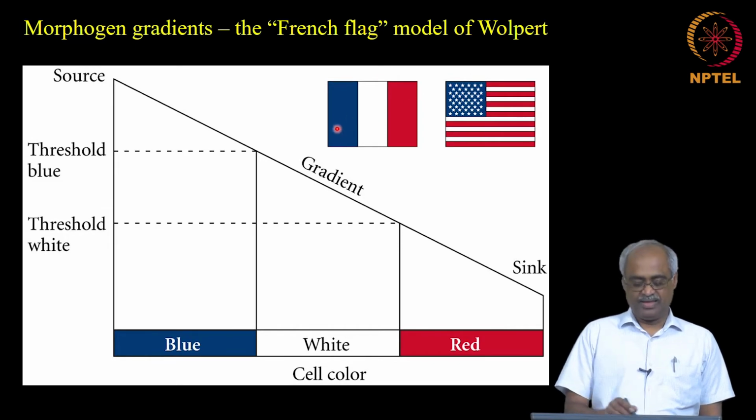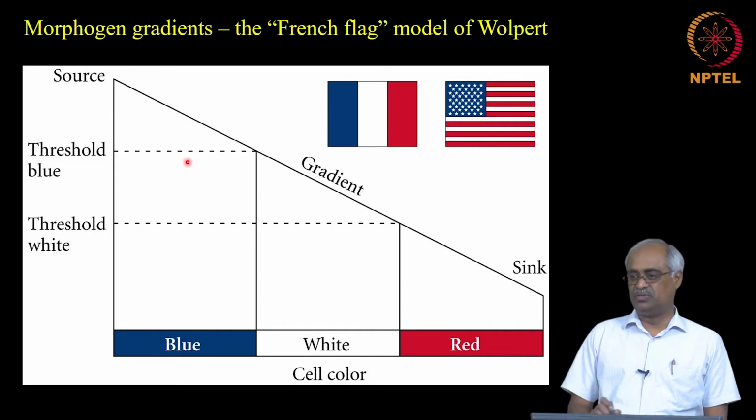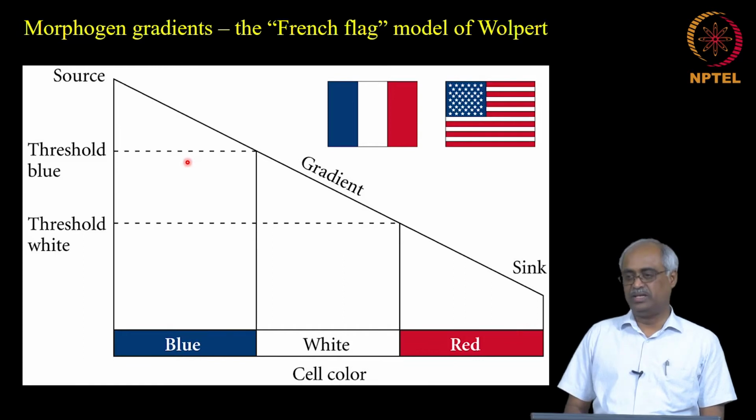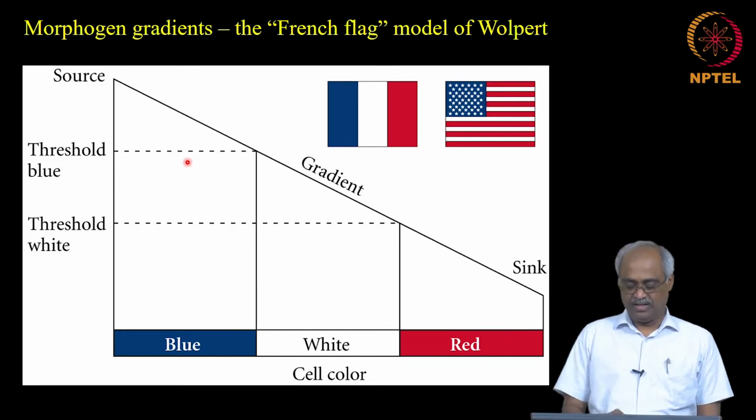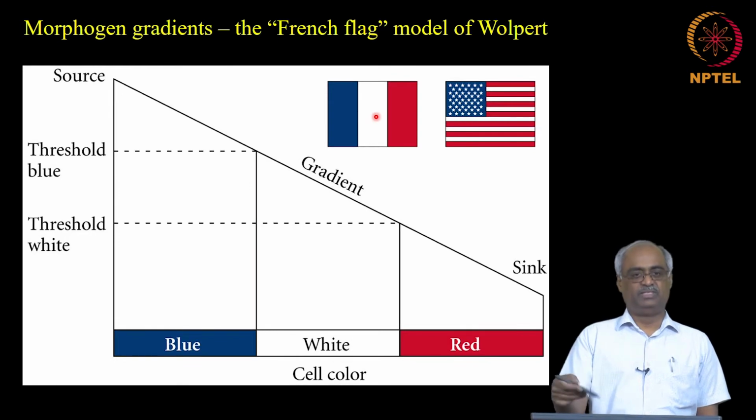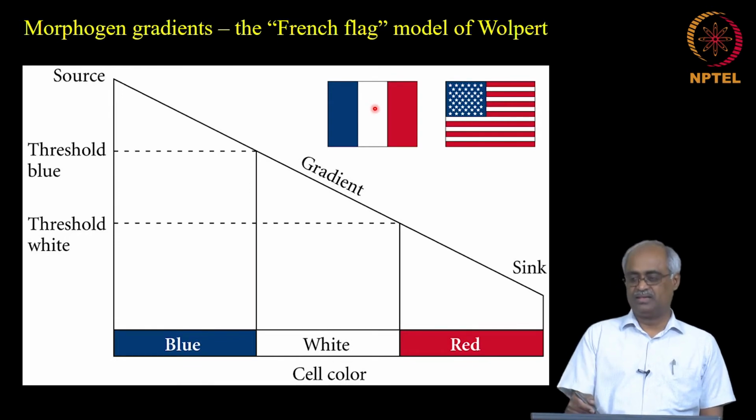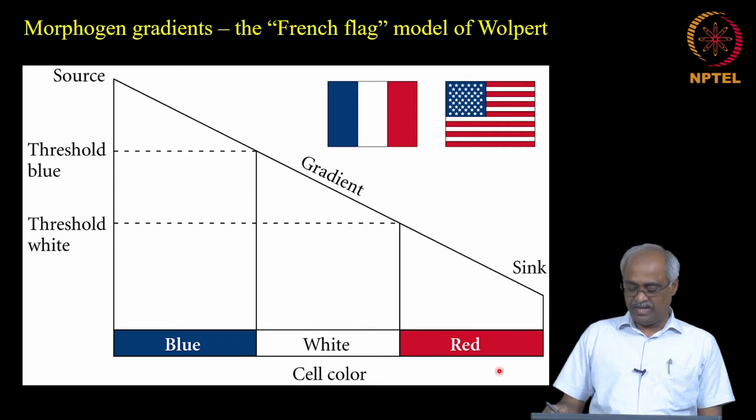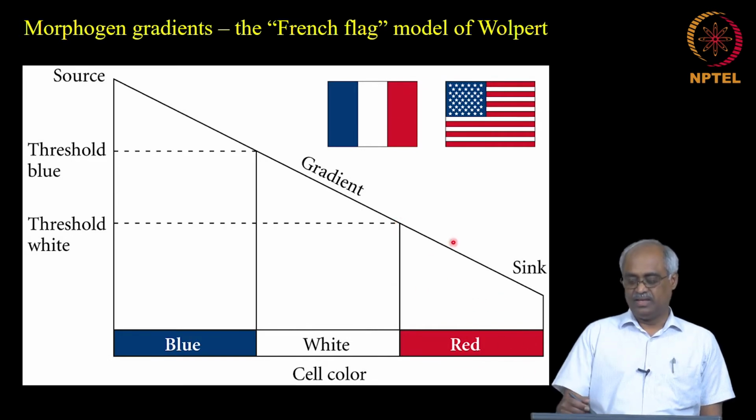So the highest concentration means blue, and the cells in that morphogen concentration field, let us say this whole thing is the morphogenetic field, and in this area of the field you have a certain intermediate concentration that is going to make them become white. They are going to be specified to make the white part of the flag. And then when you have a very low amount of morphogen, below this threshold, it is going to make the red.